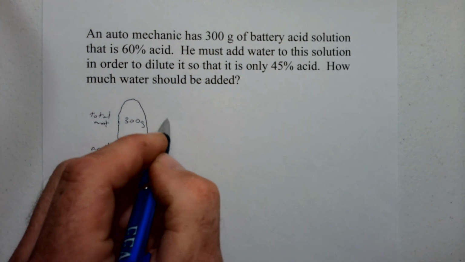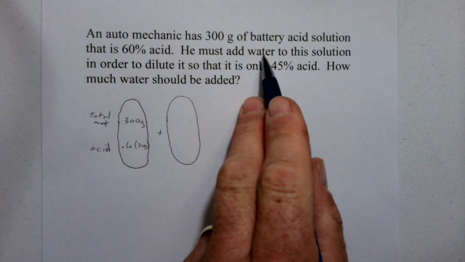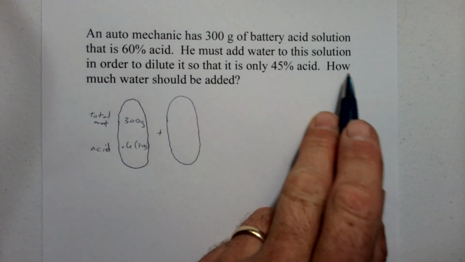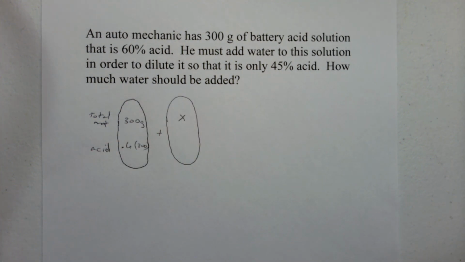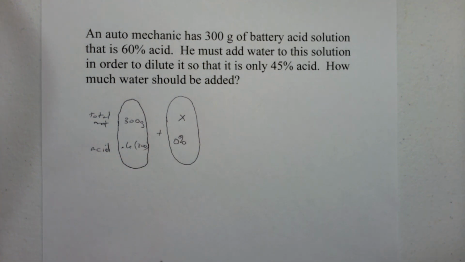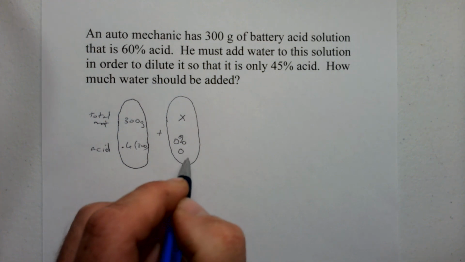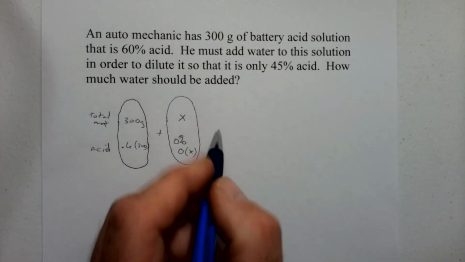To that, we're going to add something. Well, what are we adding? We're adding water. How much water are we adding? We don't know. That's what we're asking ourselves. How much water should we add? So we're going to let that be X. Now we have to think about how much acid is in water. And hopefully, if you're drinking this water, you don't want any acid in it. So we should see that we have 0% acid in that. So we're going to take 0 times that X to tell us how much acid we have in that water.